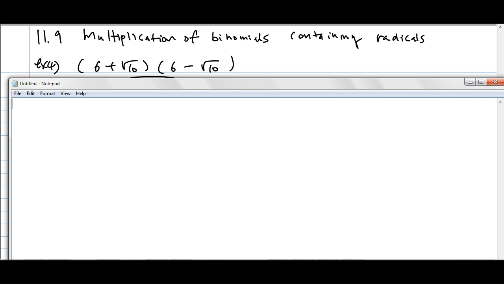So how do we multiply this binomial? 6 plus rad 10 times 6 minus rad 10. Anybody remember how to do multiplying binomials? We've dealt with this before, haven't we? How do we multiply binomials?